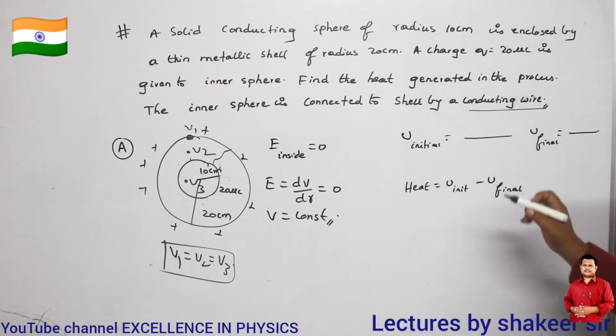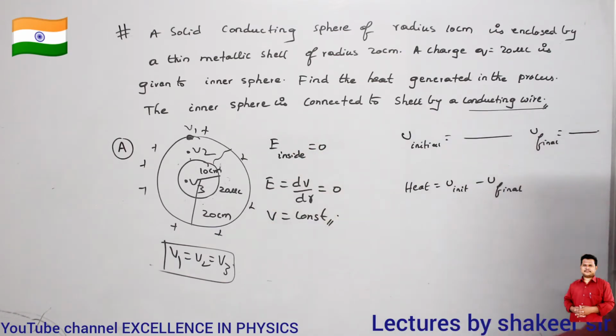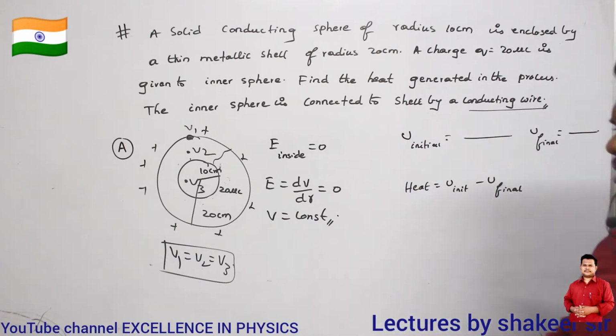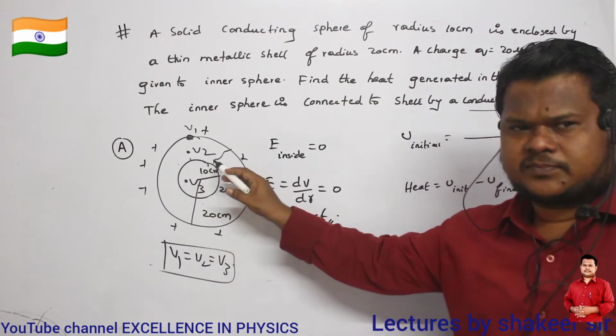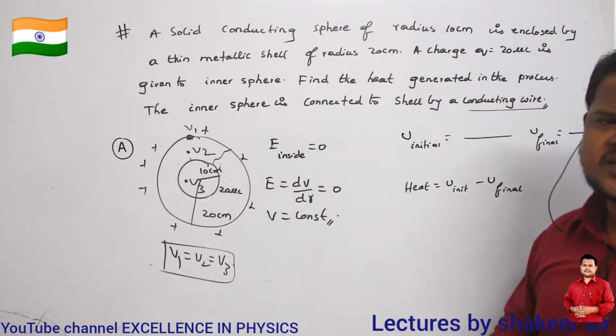Now how can you calculate U initial? U initial means before connecting these two bodies by a conducting wire, that is called the initial potential energy. So before connection, which body was having potential energy, outer shell or inner shell? Charges were present on the smaller sphere, so only the smaller sphere was having potential energy.